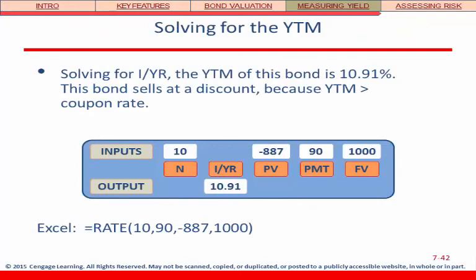Now, if like me you'd like to use your time value money buttons because it's quicker and easier, then right here shows you the inputs and the outputs. Okay, so this would have been a pretty easy problem. You put in 10 for N, negative 887 for present value, 90 for payment, 1,000 for future value. Compute I, and you get 10.91%.